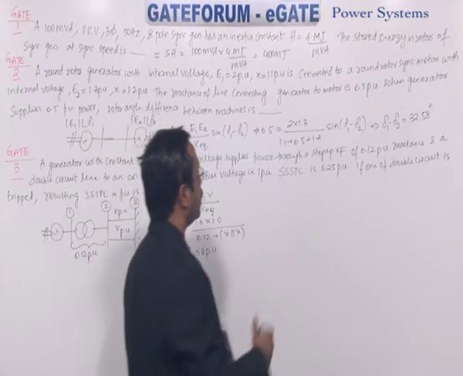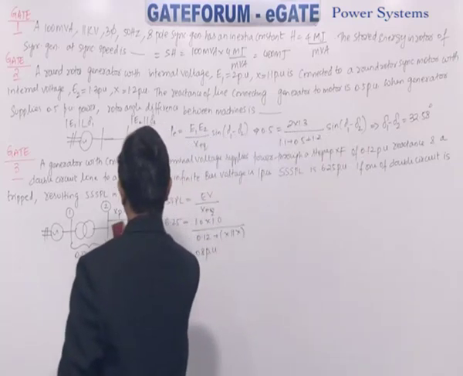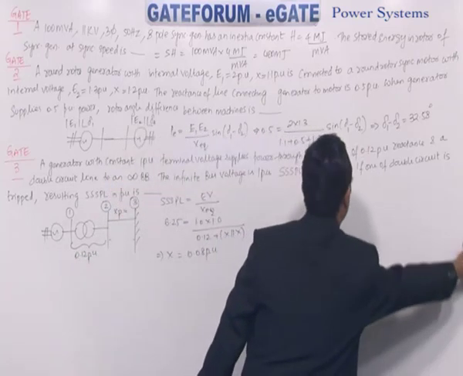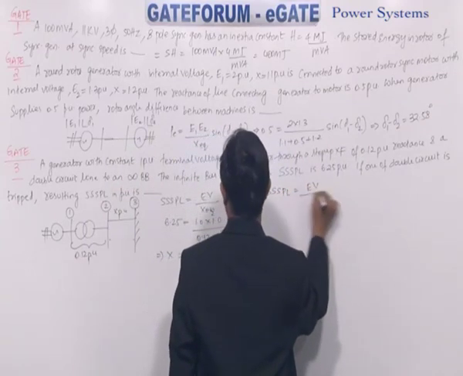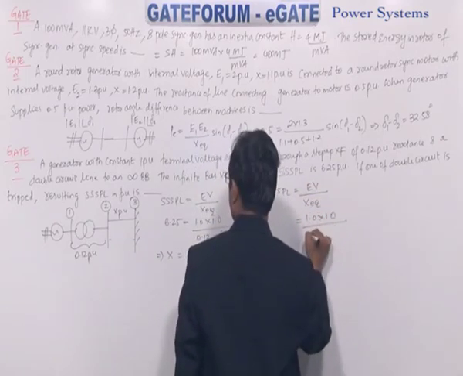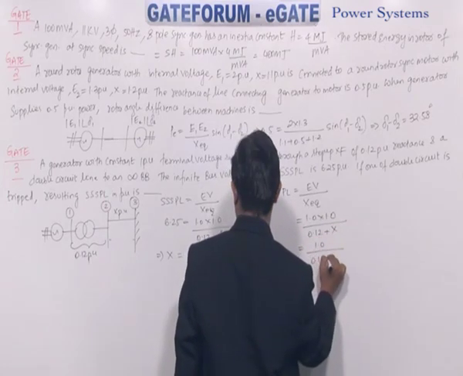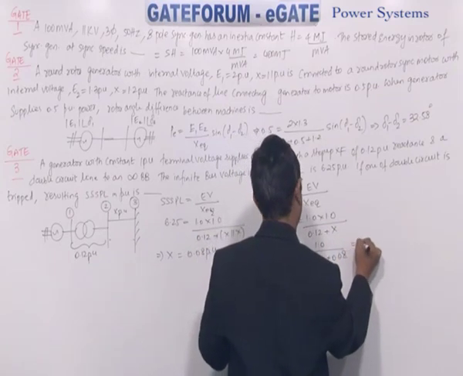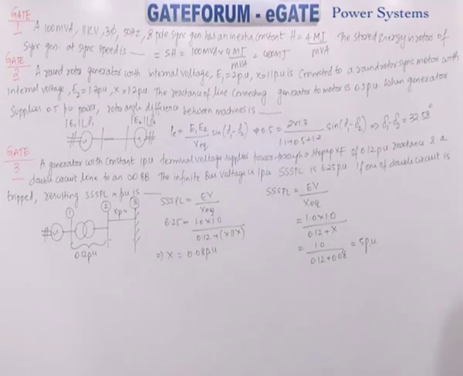But further it is given one of the lines is tripped. One line tripped means we have only one line now. Now what will be the steady state stability power limit? It is EV by X equivalent. Both are 1. Now it is 0.12 plus X. X value is 0.08. The answer you get is 5 per unit.